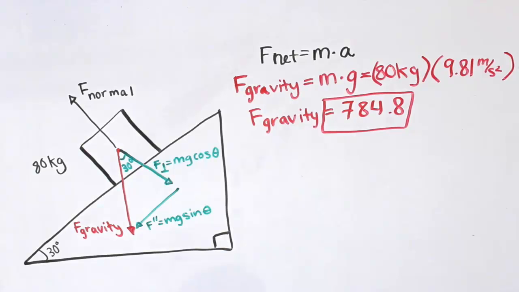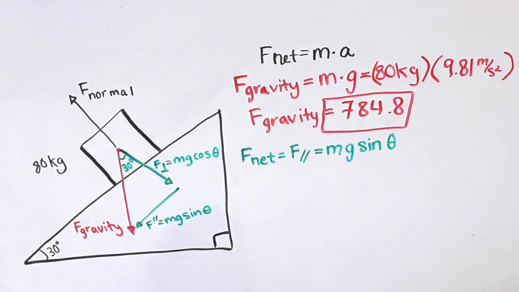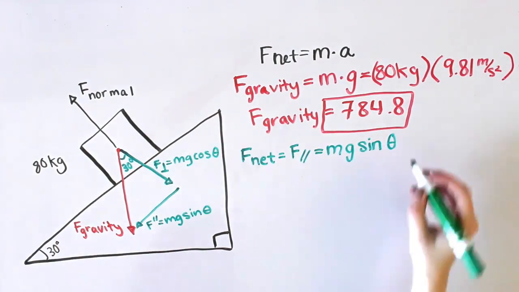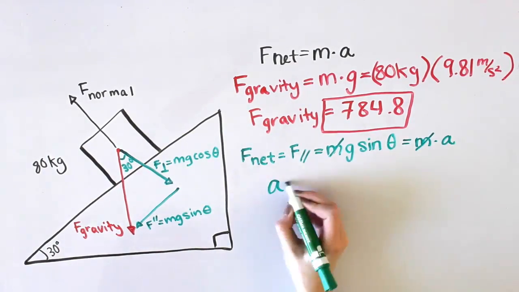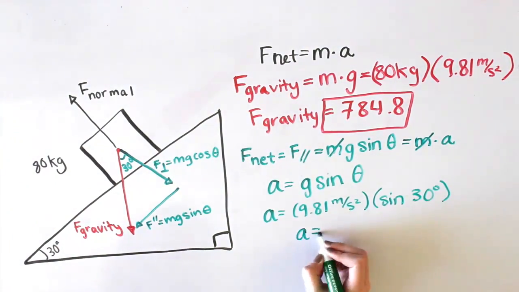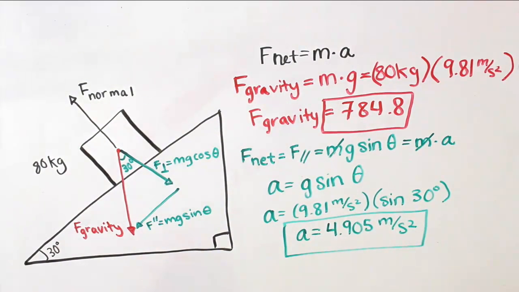Now that we have found the parallel force, which is the net force, we can find the acceleration of the block. Back to Newton's second law, net force equals mass times acceleration. Filling in what we know, we can calculate the acceleration to be 4.905 meters per second squared.